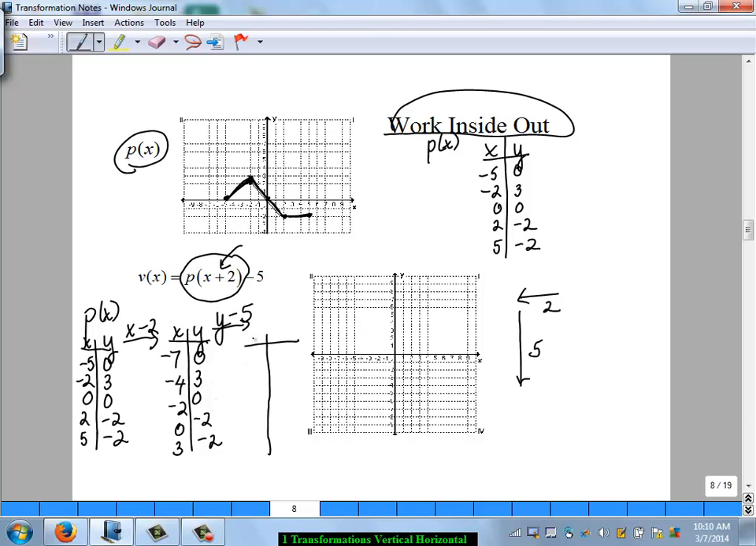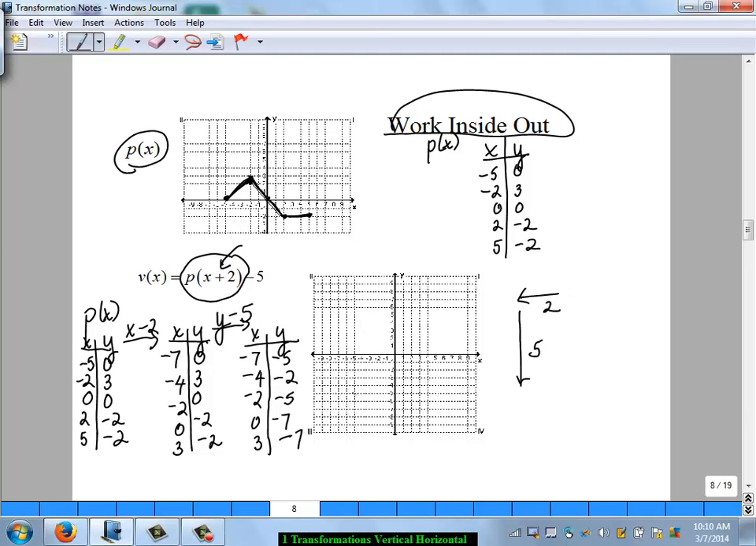So my x's are going to stay the same. I got negative 7, negative 4, negative 2, 0, 3. My y's are going to all drop down 5. So I'm going to subtract 5 from every single thing there. Okay? Now, when I graph this, it should look like I went to the left and dropped it.